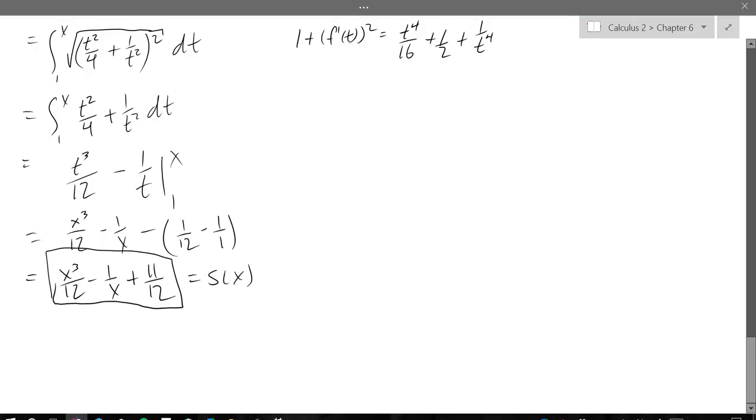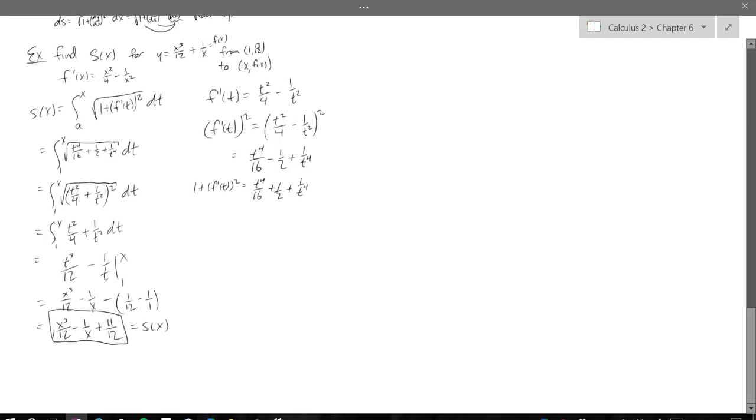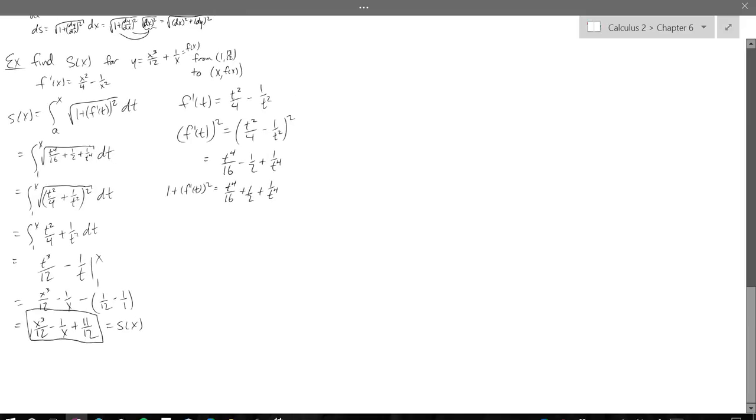That is S of x. It is sort of coincidental that this S of x looks a whole lot like the original. Not exactly like the original, but pretty similar. That's coincidental. They won't generally look so much like that. Chances are if you take a derivative, square it, add 1, take the square root, and then take an antiderivative, you generally won't get what you started with. That was just very coincidental that it worked out here.